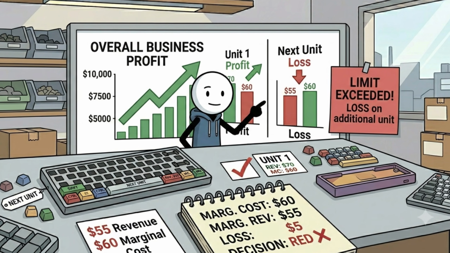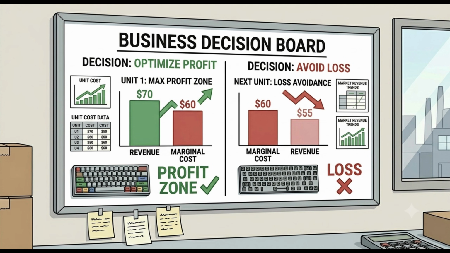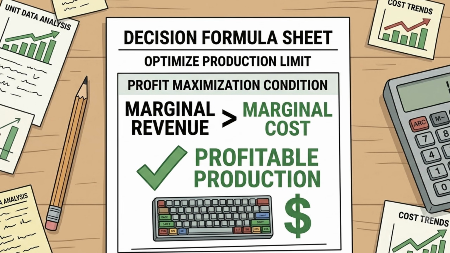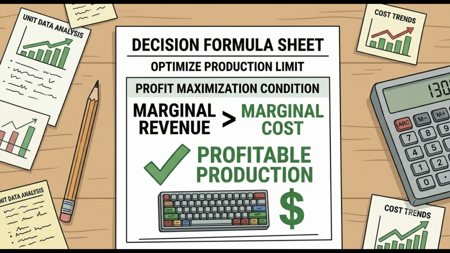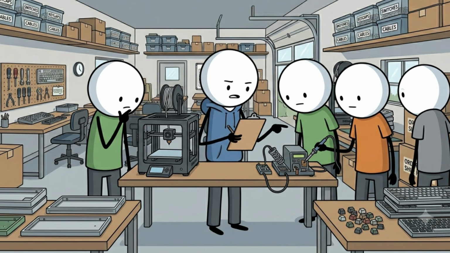If a customer offers John $70 for that extra keyboard, he knows he should take the deal because the marginal revenue exceeds the marginal cost. But if the market price drops to $55, producing that next one would actually erode his existing profits, even if his business looks profitable on a total cost basis.